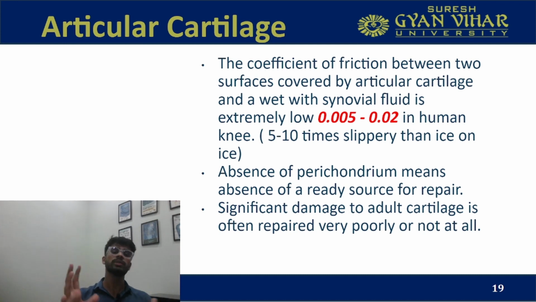And one thing that you must all know is that there is an absence of perichondrium. If perichondrium is not there, it means that a ready source of repair is not present in articular cartilage. So this is the reason if articular cartilage gets damaged, it is very hard for it to heal on its own. Significant damage to adult cartilage is often repaired very poorly or not at all. There are many cases where, if the person is very aged, their articular cartilage will not heal. They will not heal because there is no perichondrium.